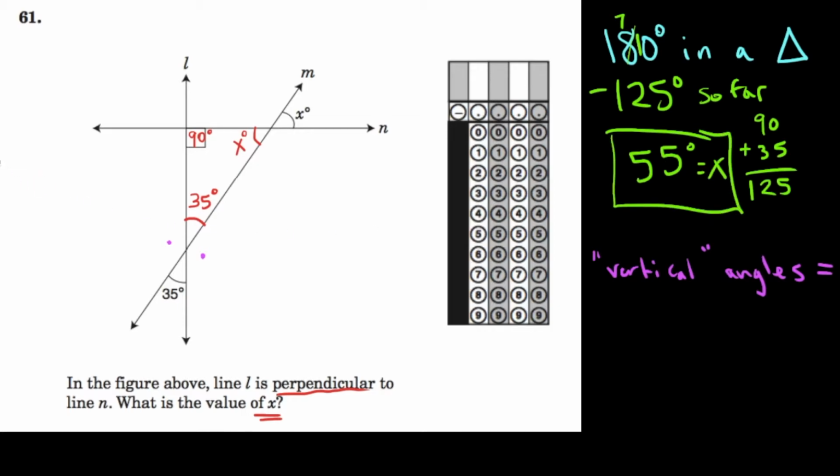So there we have it. The answer is 55. We want to align our answer to the far left, and we're going to ignore the farthest left column because that's just for negatives. So the answer is 55, and it looks a little something like this.